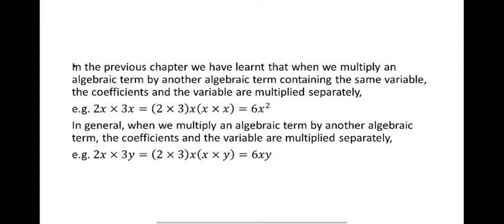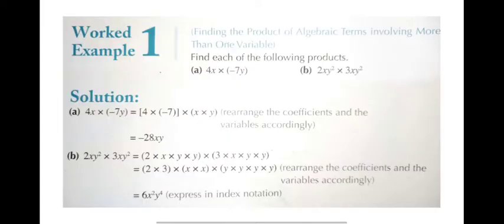And then below, we have another example, 2x times 3y. Now this time the variables are different. So 2 times 3 is 6 again, and then x times y, xy. So just combine them, and then combine them again at the end with the number, so 6xy.